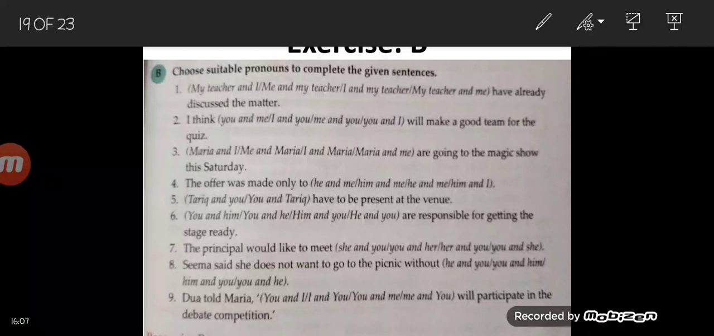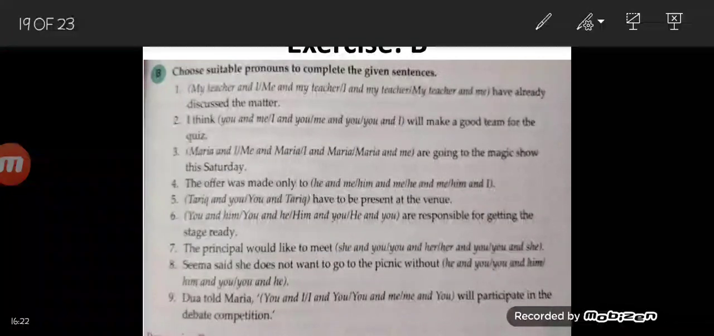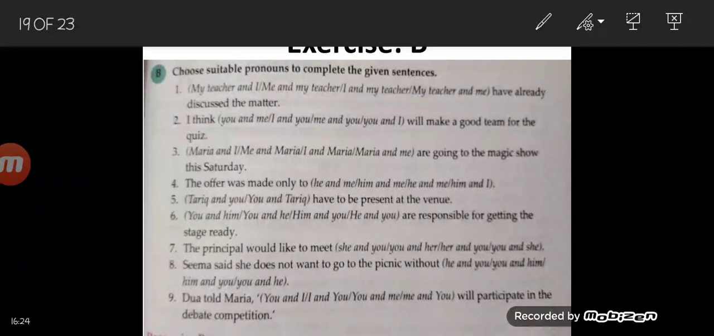The second option is, I think you and me, I and you, me and you, you and I will make a good team for the quiz. I'm repeating the options: you and me, I and you, me and you, and you and I. Which one is the correct one? Yes, you and I. I think you and I will make a good team for the quiz.